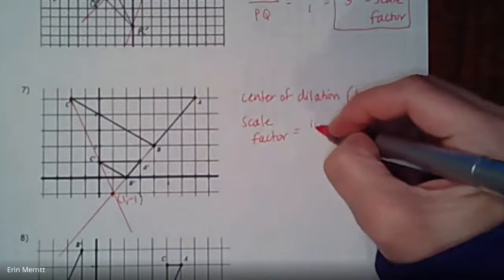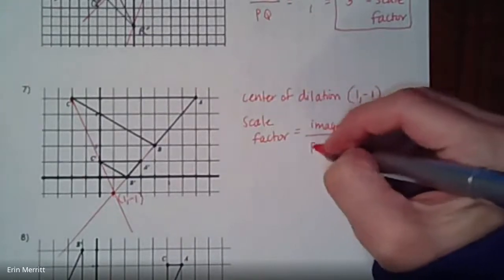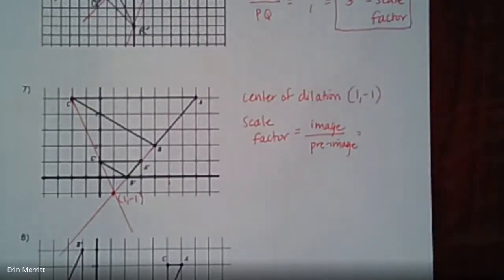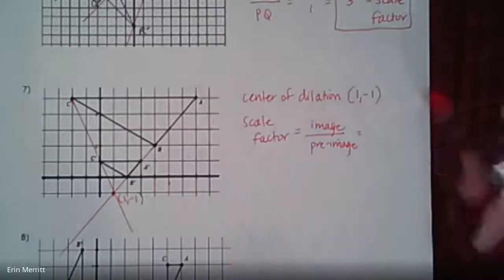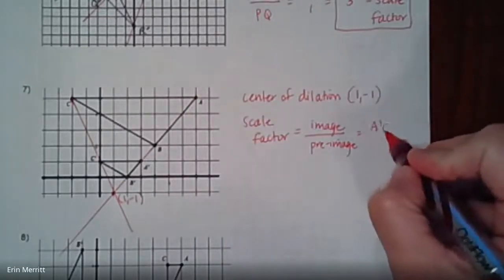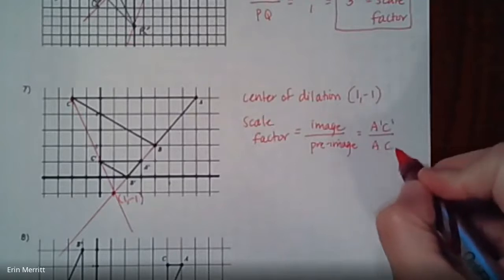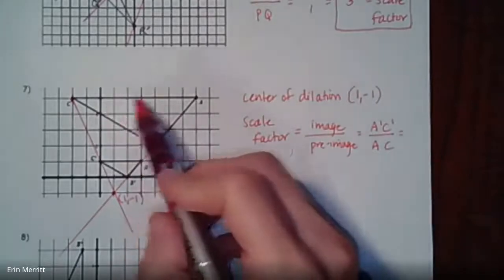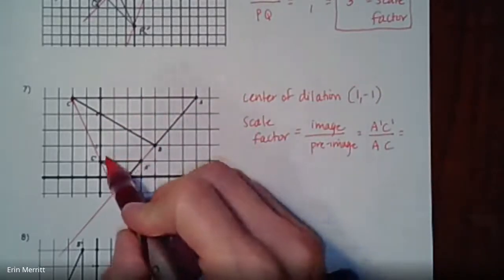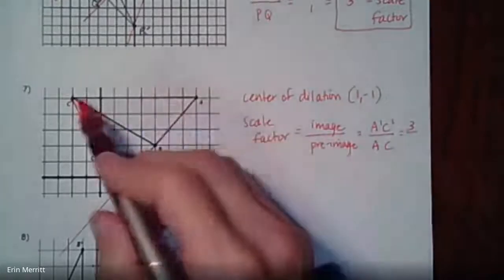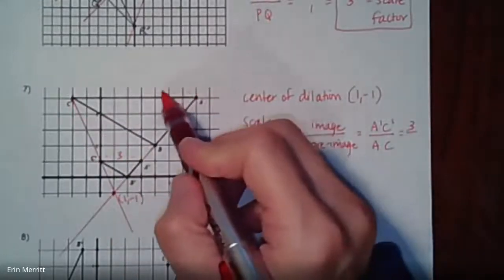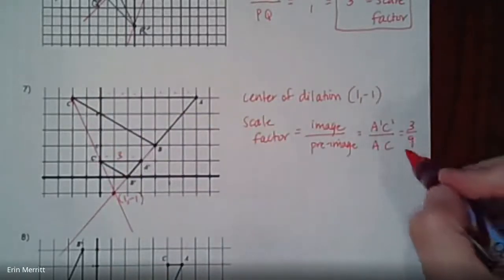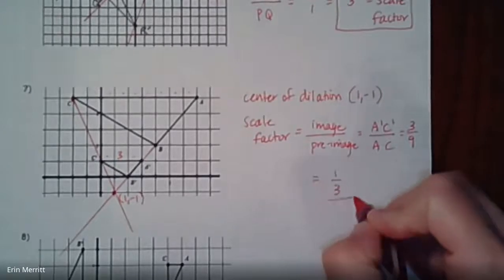And then as for my scale factor, you can always use the image divided by the pre-image. So find 2 lengths that are easy to use here. I would suggest the horizontal ones. So if I use A prime C prime, and then AC, that would be the easiest ones here, all right? A prime C prime is actually this little guy, 1, 2, 3. A to C is the larger segment, so 1, 2, 3, 4, 5, 6, 7, 8, 9. And so my scale factor would reduce nicely down to 1/3.